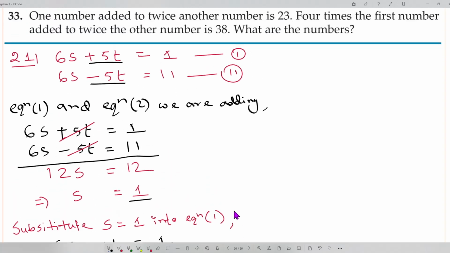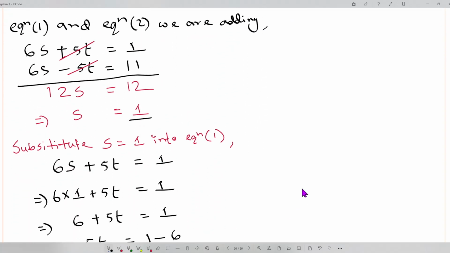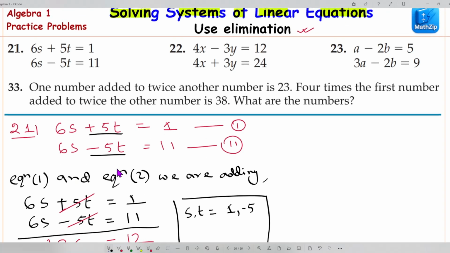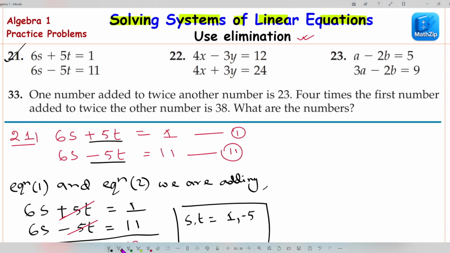Very simple. So what's our answer? Our answer is s is what? 1, and t becomes minus 1. This is our answer. So number 21 is done. Number 22. 4x minus 3y equals 12.